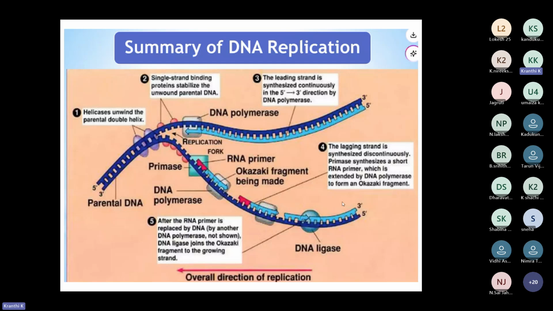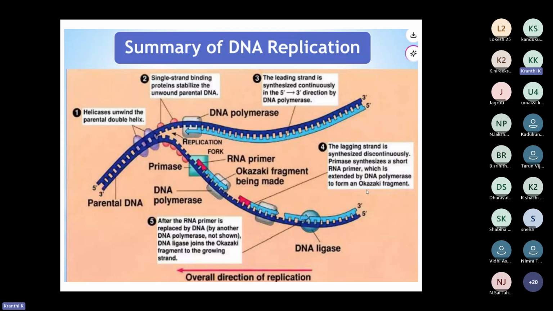Then once the discontinuous synthesis happens, later these RNA primers will be removed. Okay, once the RNA primers are removed, you can see there is a space, right? So those spaces are called Okazaki fragments. So these Okazaki fragments will later be ligated like this. So DNA ligase will close the spaces between the discontinuous nucleotides. So after the RNA primer is replaced by DNA, DNA ligase joins the Okazaki fragment to the growing strand.